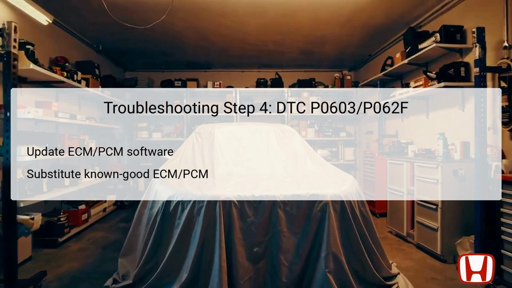In this step, if the ECM or PCM lacks the latest software, an update is necessary. Software updates often resolve known issues related to vehicle control systems and improve overall performance. This is particularly important if other error codes are also noted, as they might be linked to software bugs.